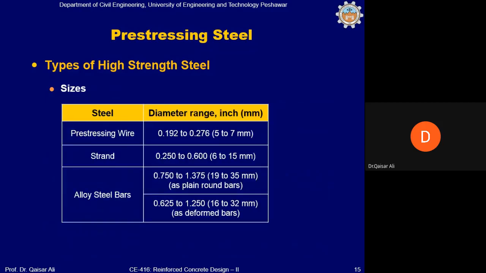The diameters of the bars and wires available are in this range, but it is not necessary that you will always get these diameters in the market. Maybe there are different diameters in the market. These are generally available. Pre-stressing wires of 5 to 7 millimeter and strands up to 15 millimeters are available. Alloy steel bars up to 35 millimeter and 32 millimeters are also available in the market.